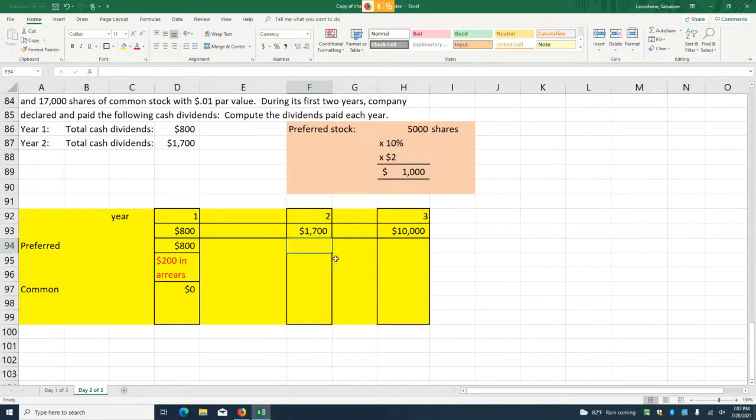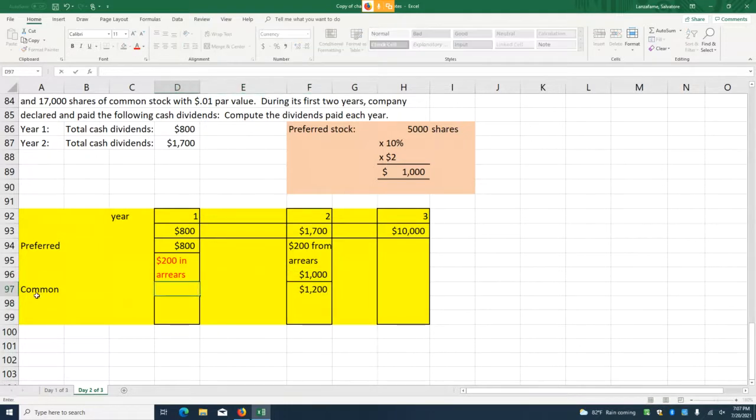Okay? So here we are in year 2. The company has 1,700. The first thing we do is give them 200 from the arrearage. We take care of the old money first, so from arrears. Out of that 1,700, 200 is gone. There's now 1,500 left. So preferred gets their normal $1,000, so that's a grand total of 1,200, as you said. I'm going to have to move my numbers down a little bit here.